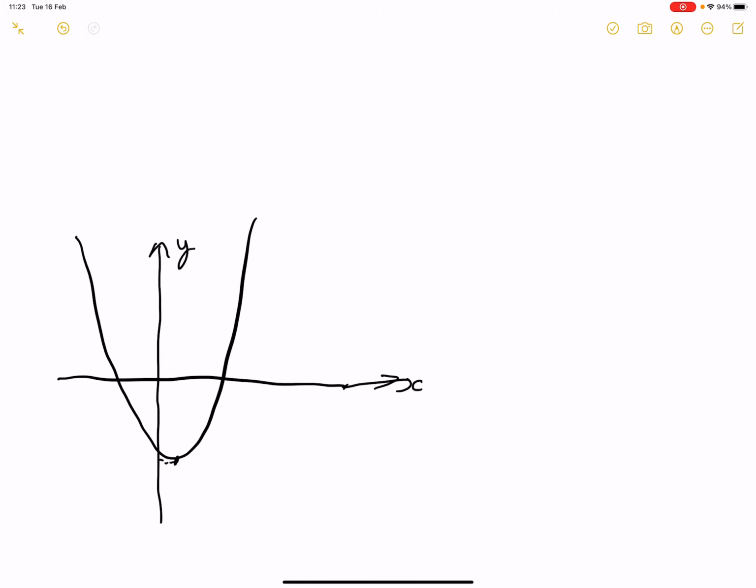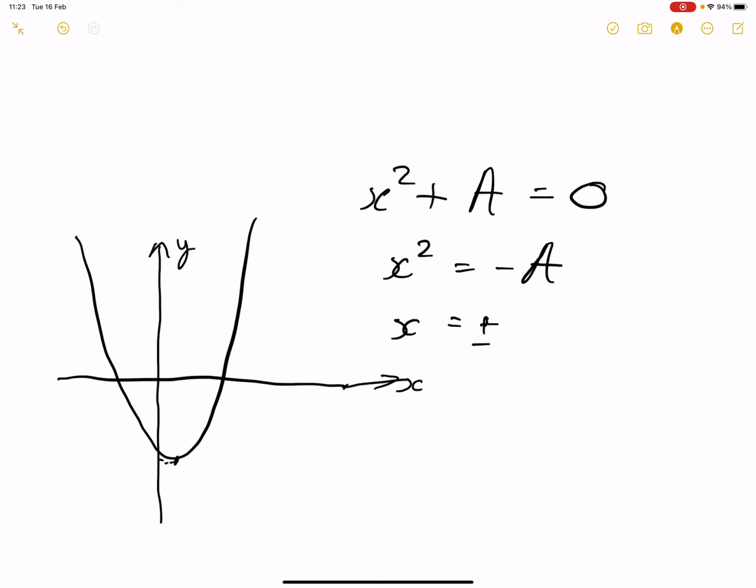What I feel it would be nice to have is if we had x squared plus some a equal to 0. Because then we could just have x squared is equal to minus a, and then x is equal to plus or minus the square root of minus a. Now, it doesn't really matter if a is positive or negative because we're allowing complex solutions.